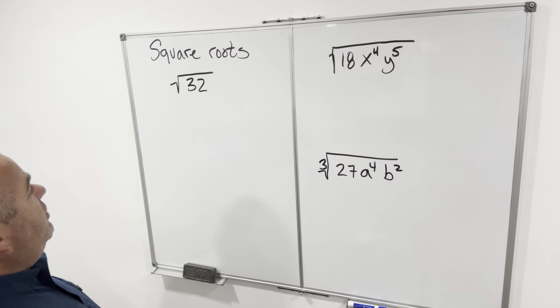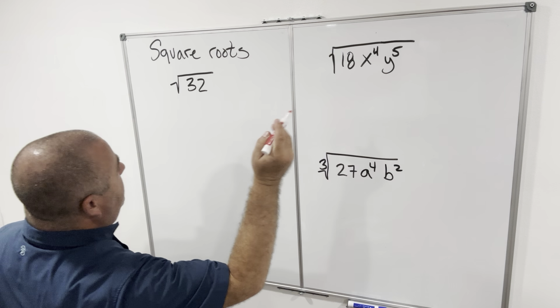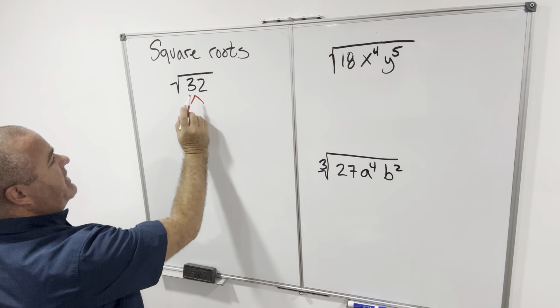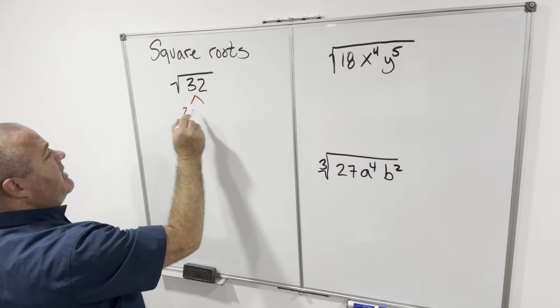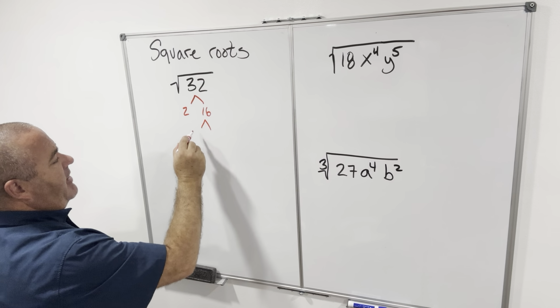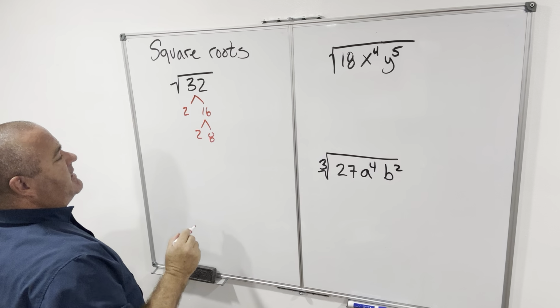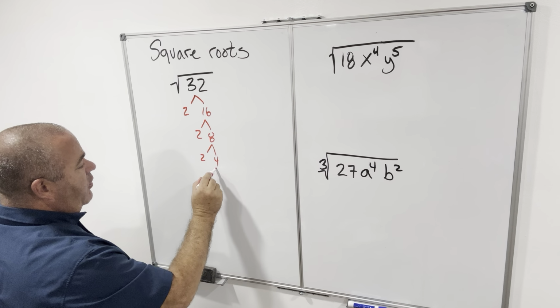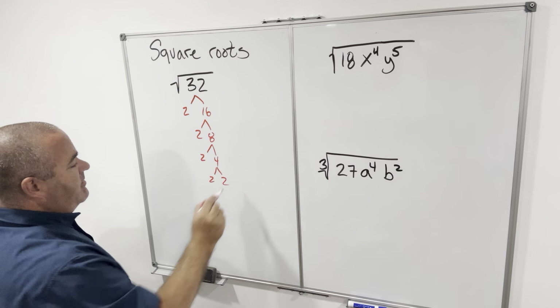So just the rule of thumb is we just want to break down everything that's under the square root as much as we can. So for example, 32 can be rewritten as 2 times 16. Well, 16 can be broken down again as 2 times 8. 8 can be broken down again as 2 times 4. And of course, 4 goes down again to 2 times 2.